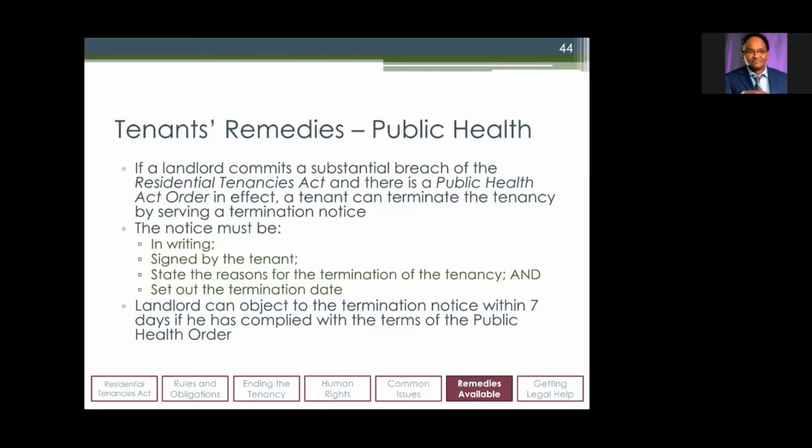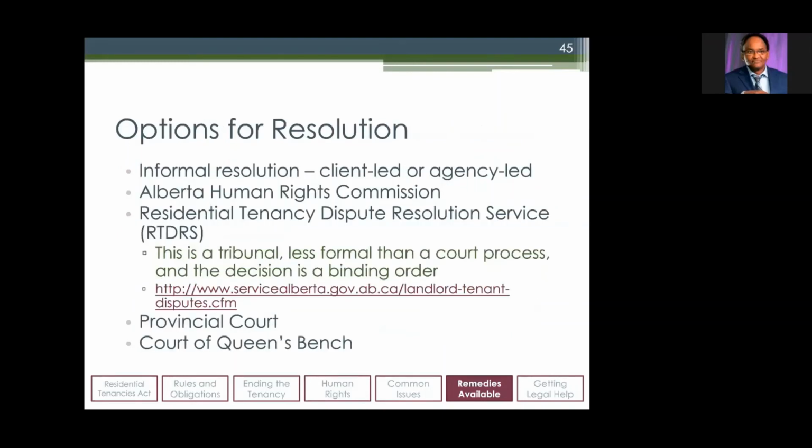The landlord can object if they fix the issue within 7 days, whatever was in the public health order setting out the problem. The landlord would have a week to deal with that, and if they do deal with it, then basically they can expect that you continue to live there and be bound by the terms of the tenancy.